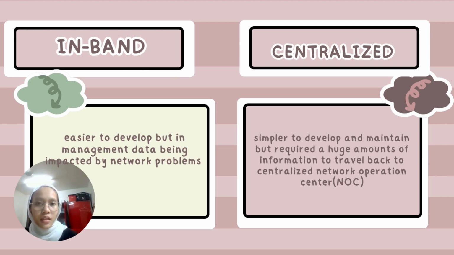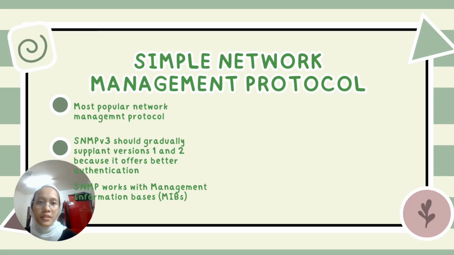So there are two types of network management architecture. The first is the Simple Network Management Protocol, SNMP, for collecting and organizing information about managed devices on an IP network, and for modifying that information to change device behavior. Devices that typically support SNMP include cable modems, routers, switches, servers, workstations, printers, and more.